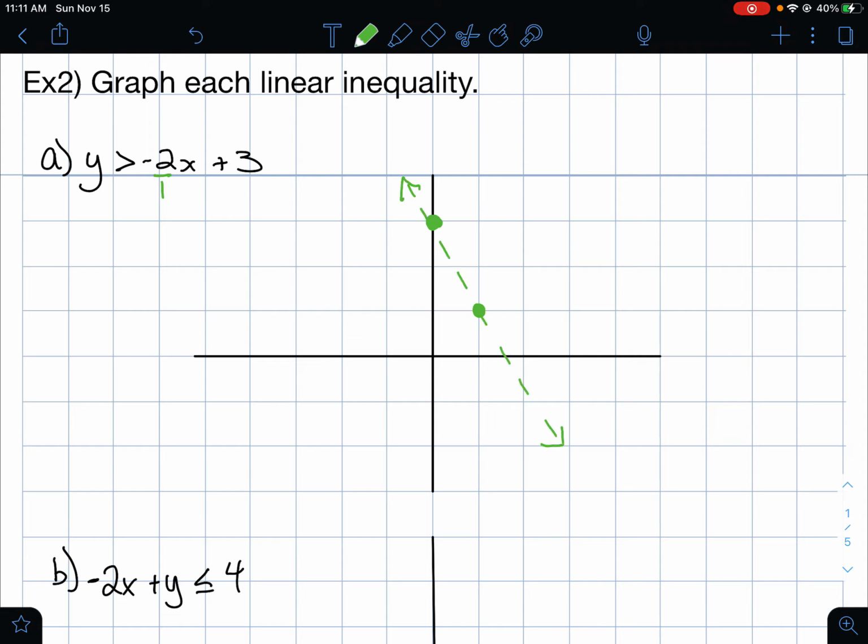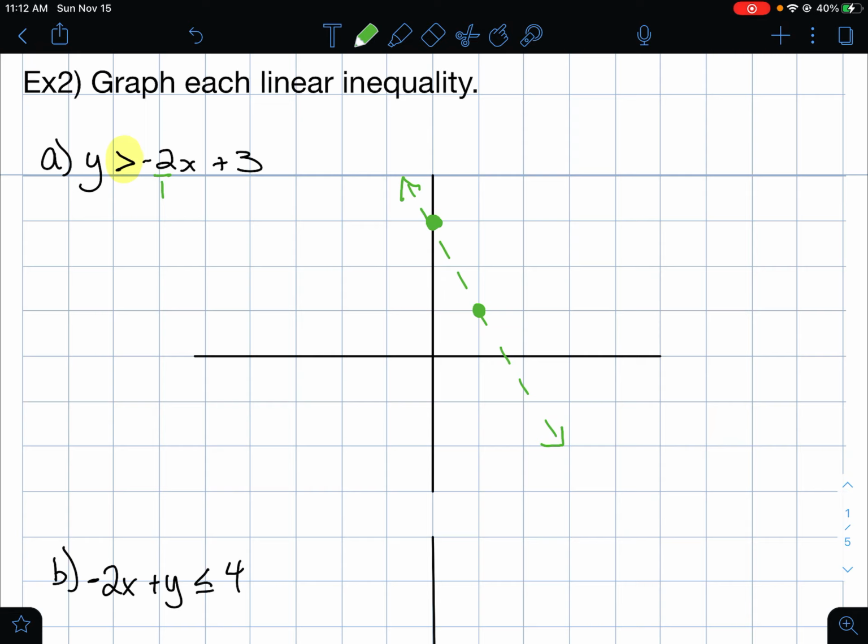So instead of connecting the points with a solid line, I'm doing dashed, and that is simply because my inequality sign is greater than, not a less than or equal to, or greater than or equal to. Now, I'm going to have to figure out what side of the line to shade. So I can do this 2 different ways.